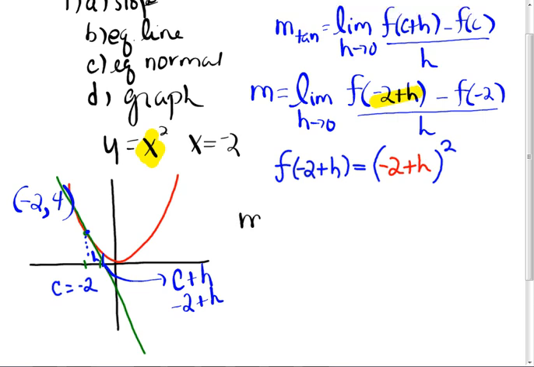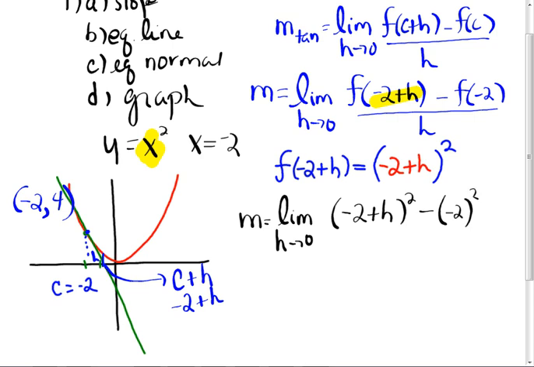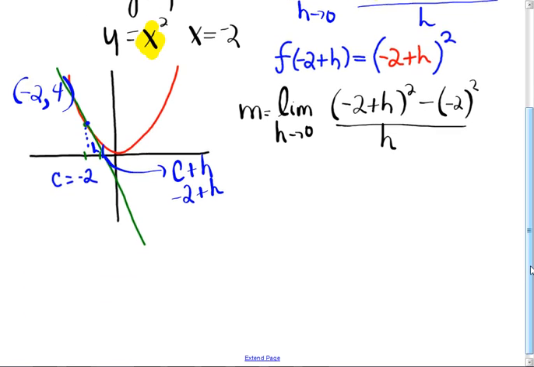So the slope is equal to the limit as h goes to 0. Now I've got to put this one in, so it's negative 2 plus h squared minus f of negative 2, which is negative 2 squared, but you already told me it was 4. And don't be lazy. Keep that h there. If you're on the exam and you say, I'm just going to do the numerator and put the h in later, you're going to get points taken off because it's not mathematically correct. So you have to keep it all mathematically correct when you do this.